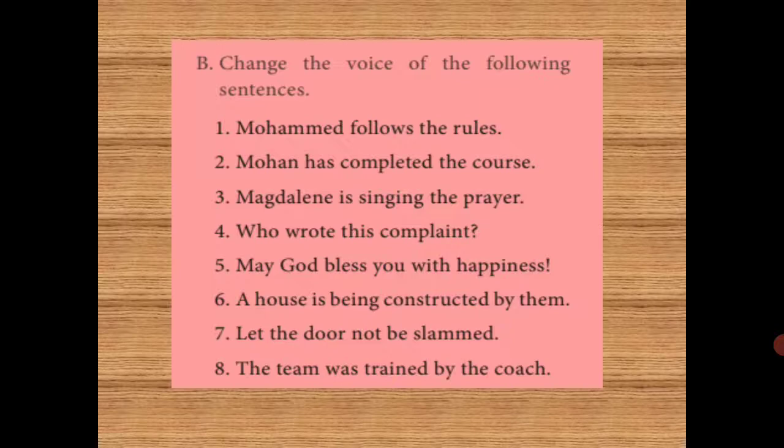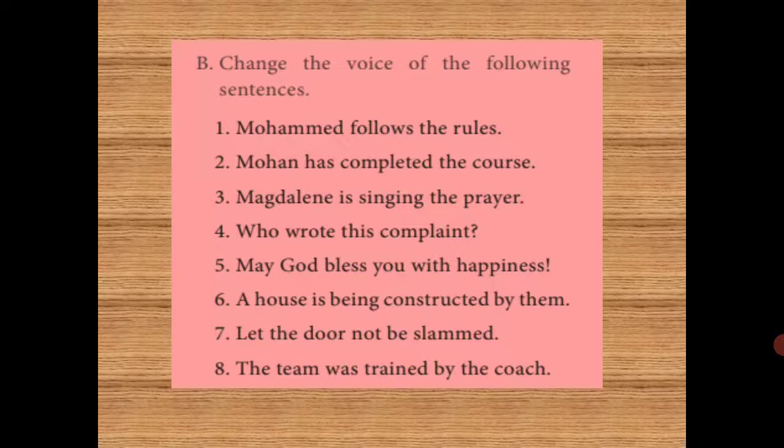What is the second sentence? How can we change that? Mohan is the subject, the object is the course. What is the verb? Has completed. So Mohan, the subject, becomes the object, and the course, the object, becomes the subject. What happens to has completed? The active voice verb has completed will be changed to has been completed, as per the table, as per the rule. So what is the answer? The course has been completed by Mohan.